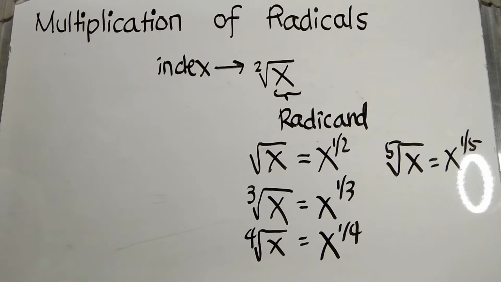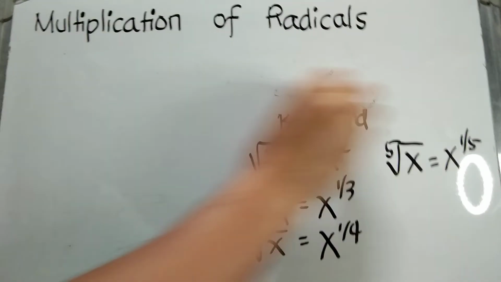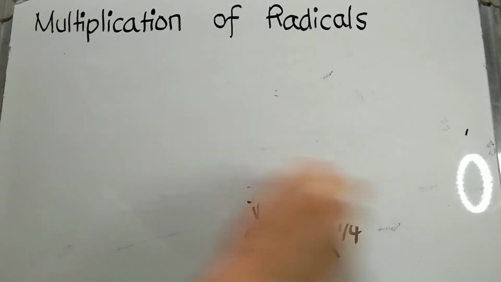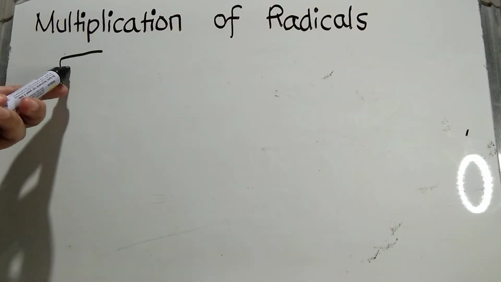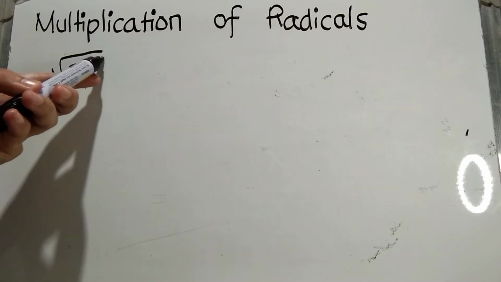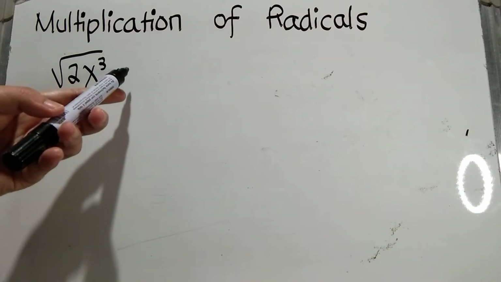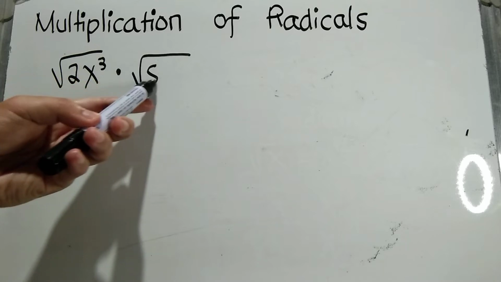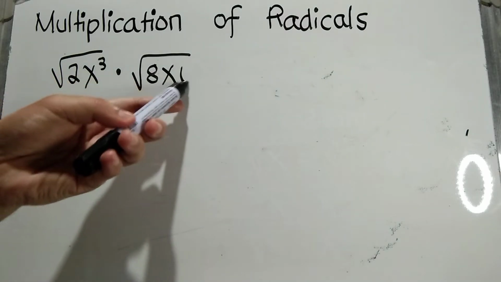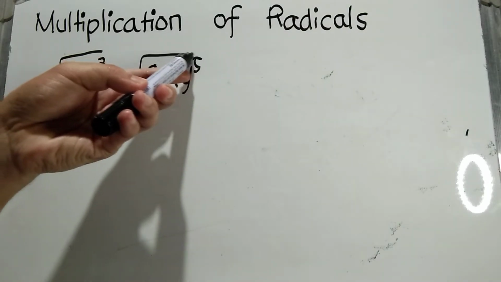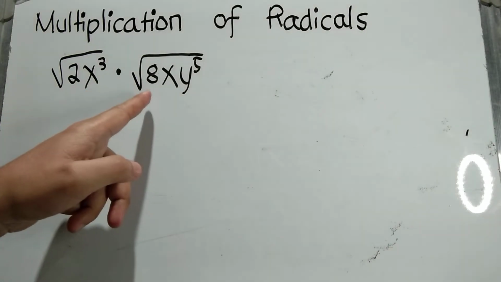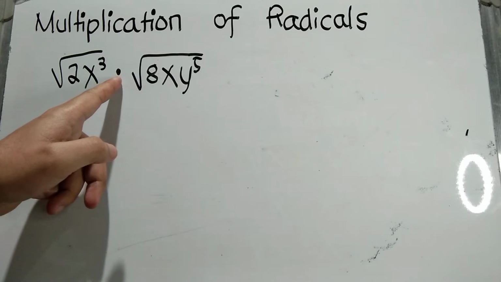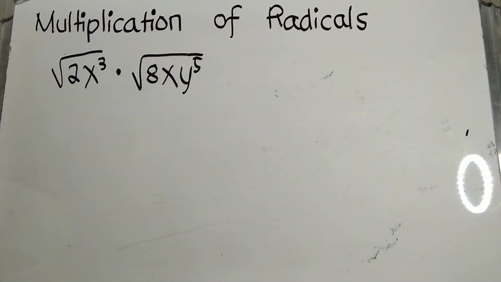Now, our goal this time is to multiply radicals. So for example, if I have here the square root of 2x cubed times the square root of 8xy to the 5th, then we are actually having two radical expressions being separated by a multiplication operation. And so we have to multiply.